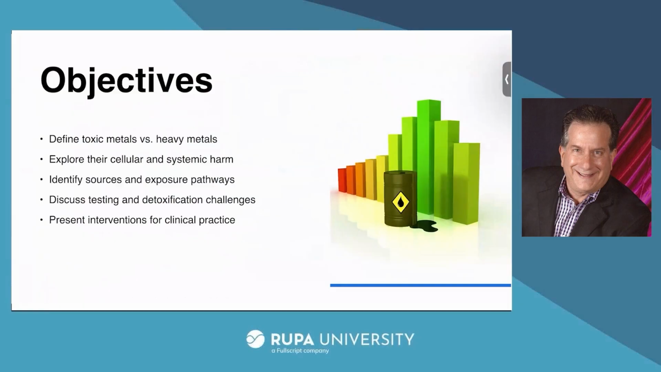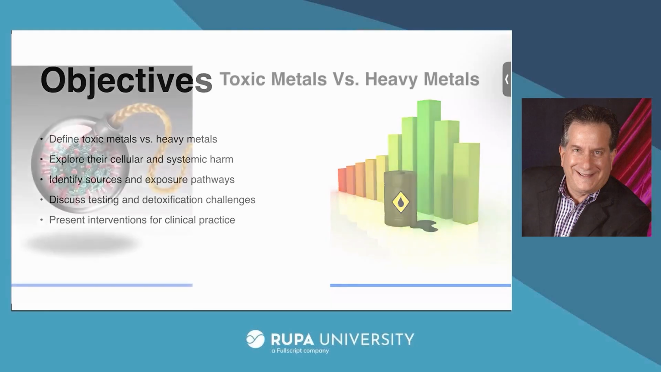The objectives of this particular course will be to define the toxic metals versus heavy metals, a question that I'm asked all the time on consult. Explore the cellular and systemic harm that these things do, identify the sources and exposure pathways, which I will also do. We'll discuss how to test these and how to detoxify these and the challenges. And we're going to present some interventions so that you could see how it works for clinical practice. Hopefully, this will give you all the tools that you need to be incorporating as of tomorrow morning without fail the use and understanding of toxic metals and how they're affecting your clients and patients.